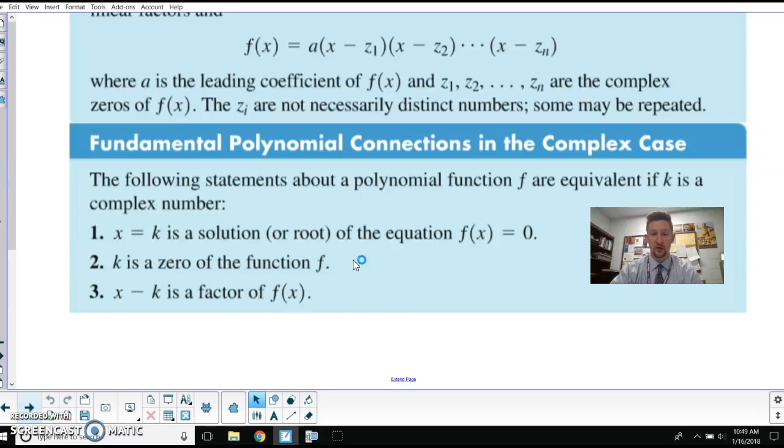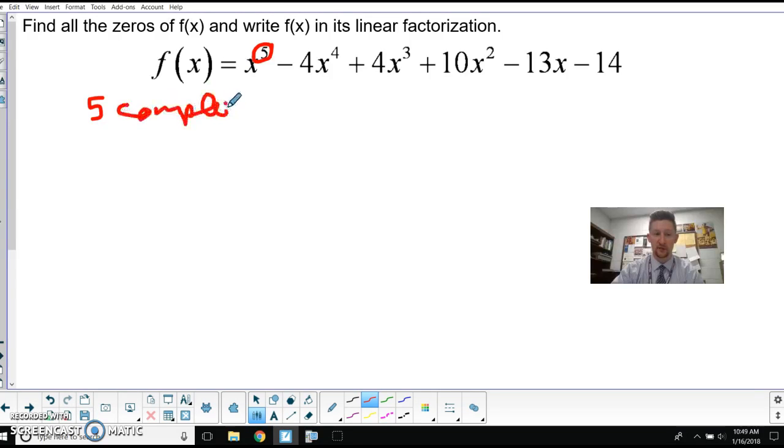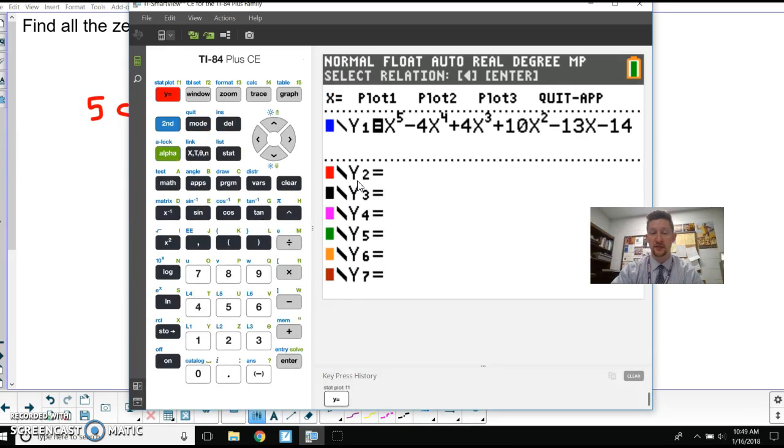So if we're going to find all the zeros of a polynomial, we first have to know how many we're looking for. In this case, because it's x to the 5th power, there are going to be 5 complex zeros that we have to find. That includes real, imaginary, and any repeats that might exist. So my first step for finding the zeros of a polynomial would be to graph this function, because the x-intercepts will be the real zeros of that function.